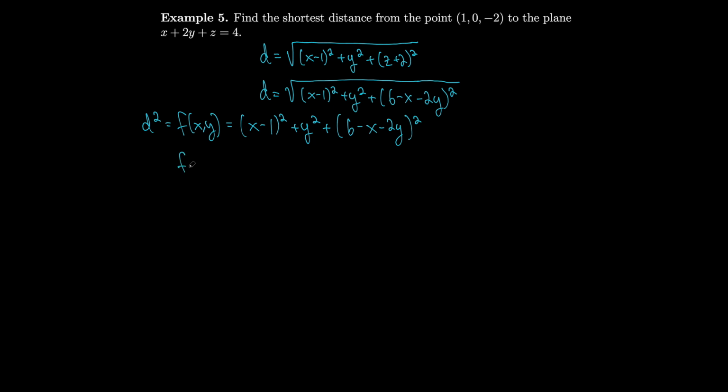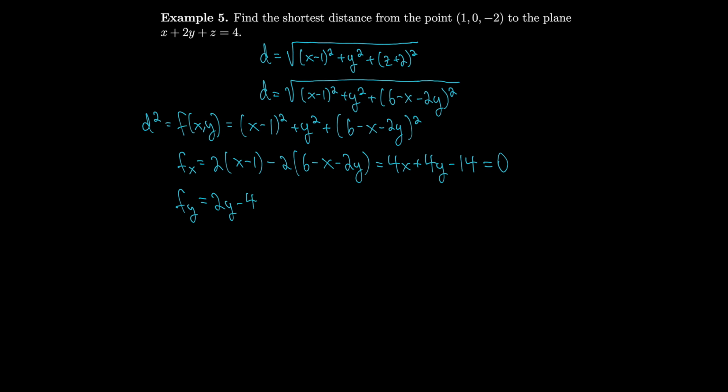So our partial derivative with respect to x is 2 times (x minus 1) minus 2 times (6 minus x minus 2y). So that's 4x plus 4y minus 14, and we want to know when that's equal to 0. Similarly, for our partial with respect to y, that's 2y minus 4 times (6 minus x minus 2y), and that's equal to 4x plus 10y minus 24. I want to know when that's equal to 0 also.